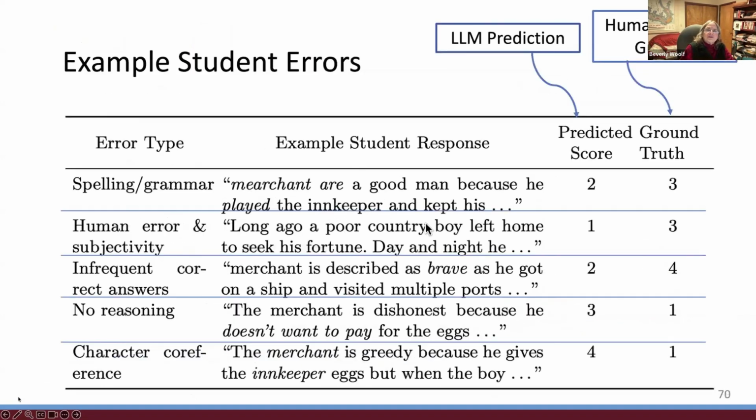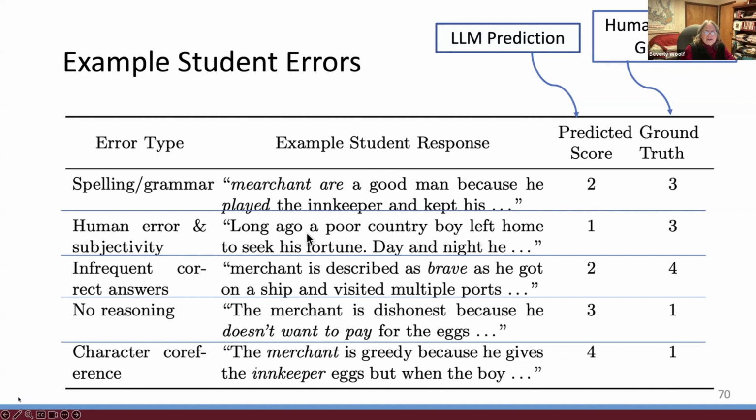This slide should have been earlier. The LLM is able to predict that this is an answer from students, all student answers. And this one has poor spelling and poor grammar: "merchant are a good man because he played the innkeeper and kept his..." The LLM says that's going to get a 2, but the human grader said it's going to get a 3, which is a little weird, but it gets better.